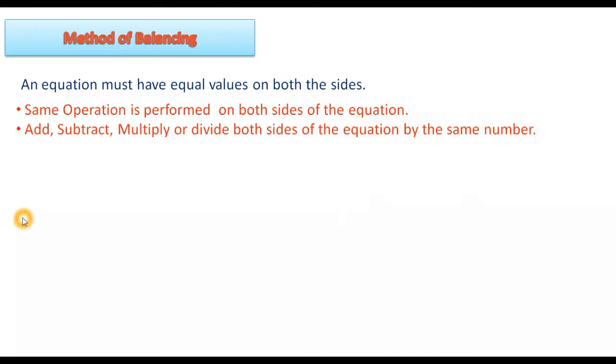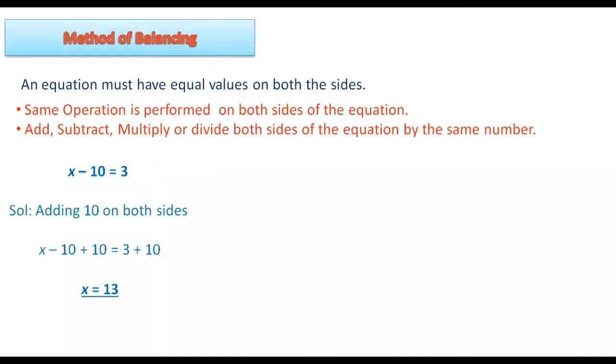That means if you are adding, subtracting, multiplying, or dividing any number, you have to do that on both sides of the equation. It means you have to add, subtract, multiply, or divide both sides of the equation by the same number, so that it can remain balanced and have equal values on both sides. So let's try to solve an example and find out how we can find the value of an unknown variable. How can we solve an equation by the method of balancing?